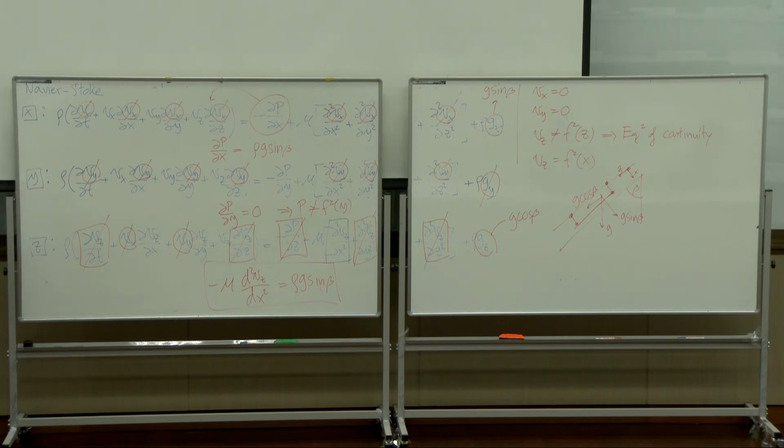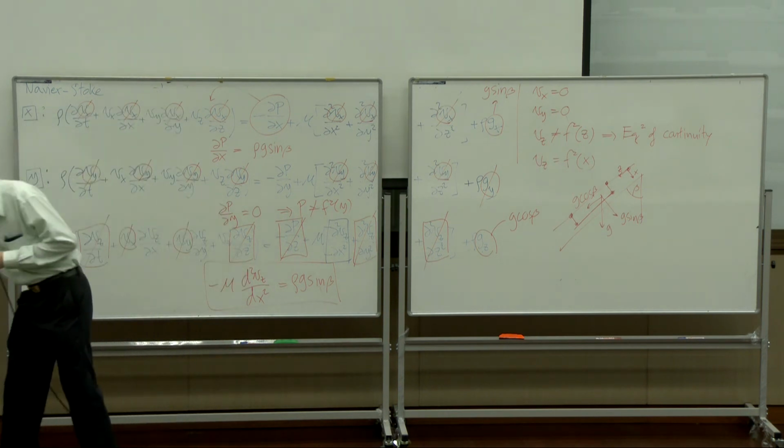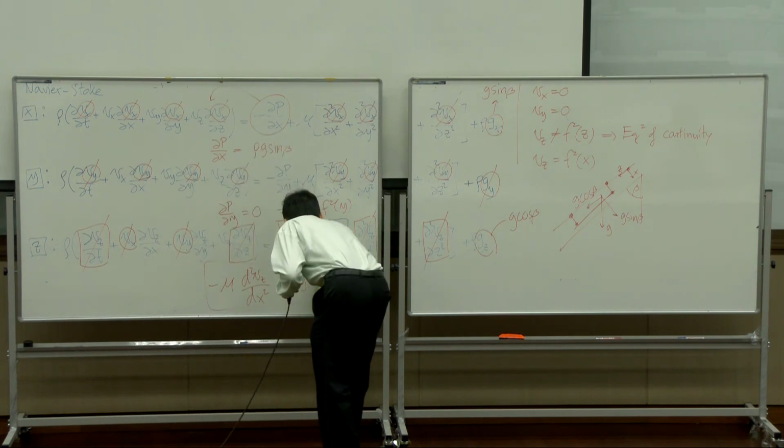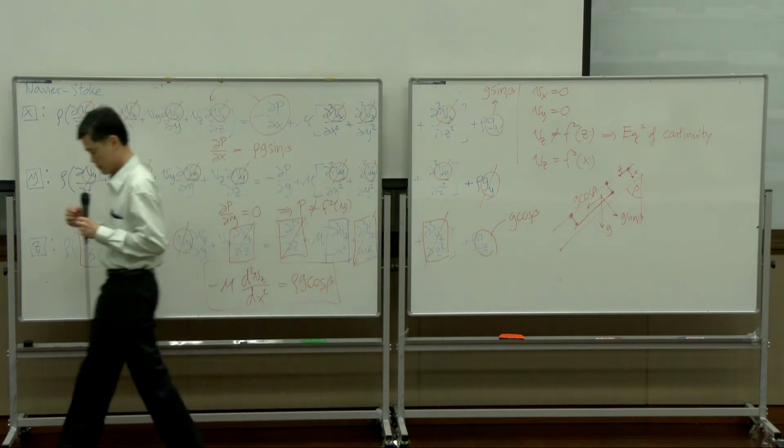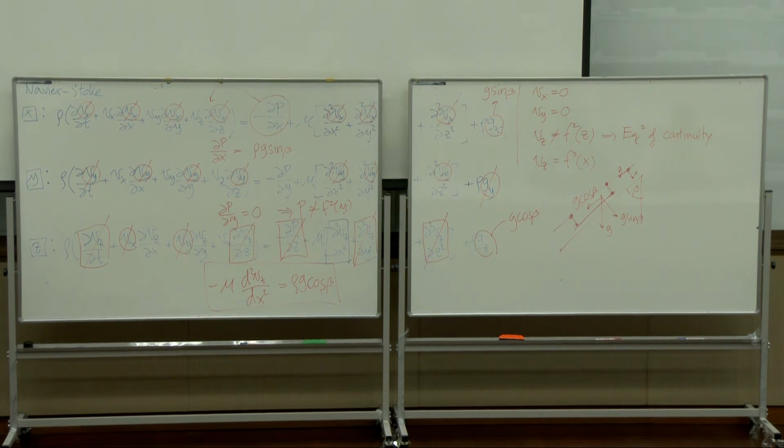Okay, I'll give you a couple of minutes just to make sure you understand everything. Write it down. Oh, I'm sorry. Cosine beta, yes, thank you. Okay? Can I erase it now?